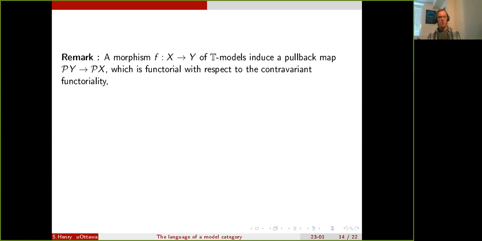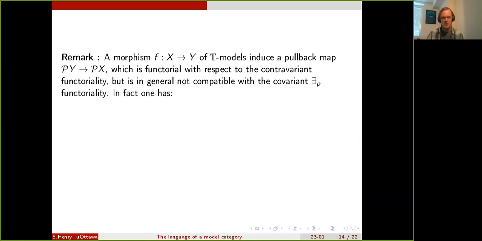Now, a remark: if I have a morphism between two models, then I get a pullback map from P of Y to P of X, which takes any subset of Y gamma and puts it back as a subset of X gamma along F. It's automatically functorial with respect to the contravariant functoriality, the one given by pullback of sets. But in general, it has no reason to be compatible with the covariant functoriality given by existential quantification along display maps.